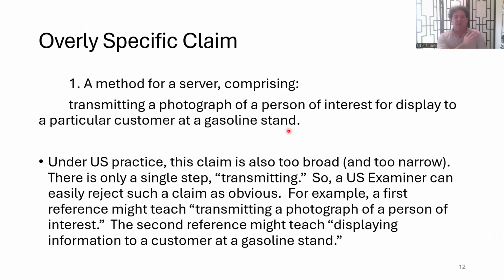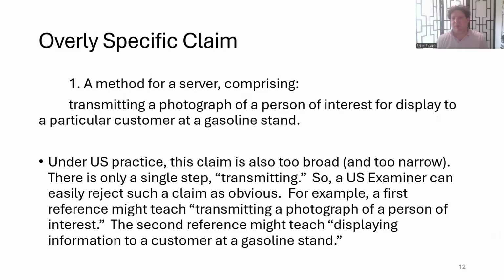For example, maybe a reference teaches transmitting a photograph of a person of interest. Of course, that's out there. There's tons of photographs of people transmitted every day. And if your second reference teaches displaying information to a customer at a gasoline stand, like happens with advertisements, it's going to be very easy for your examiner to combine those two references to reach this claim. This is actually a very broad claim in some respects, but it's also very specific in terms of what it's claiming and the way it claims it.